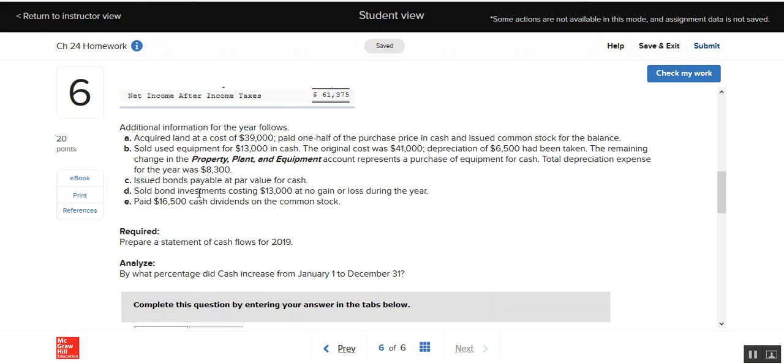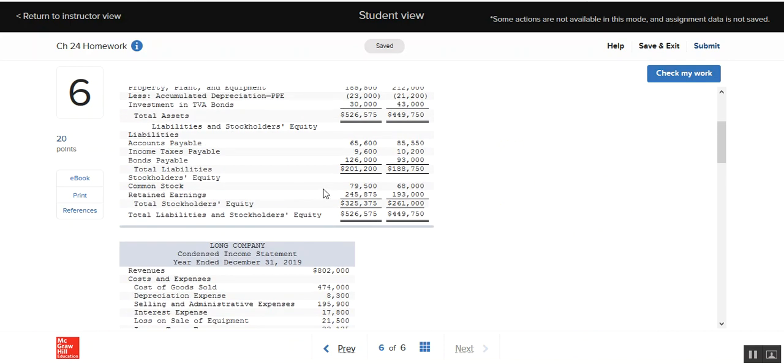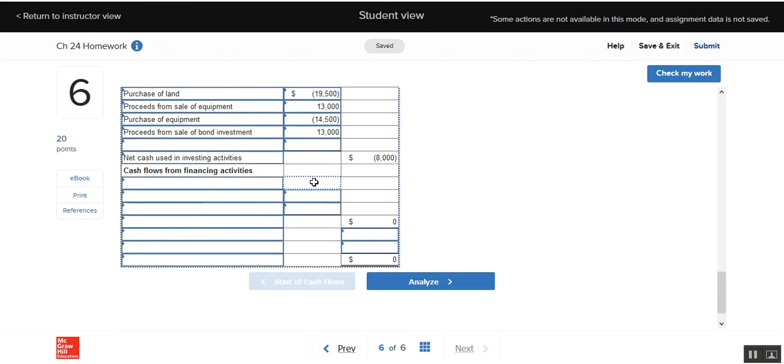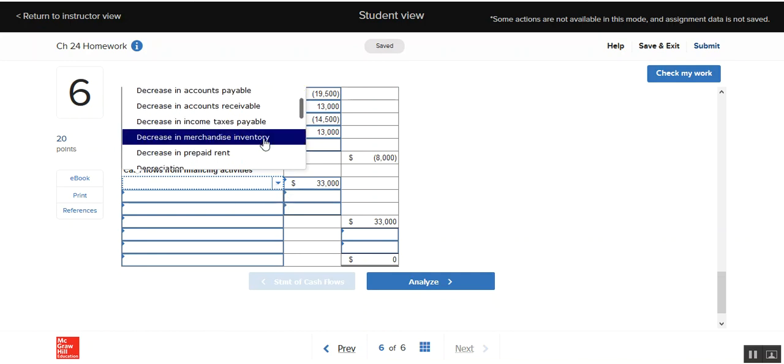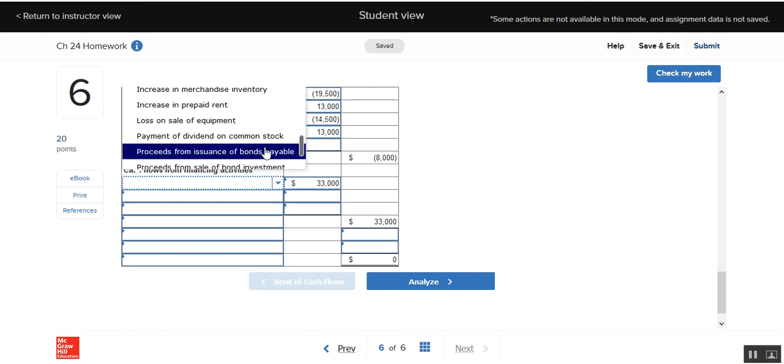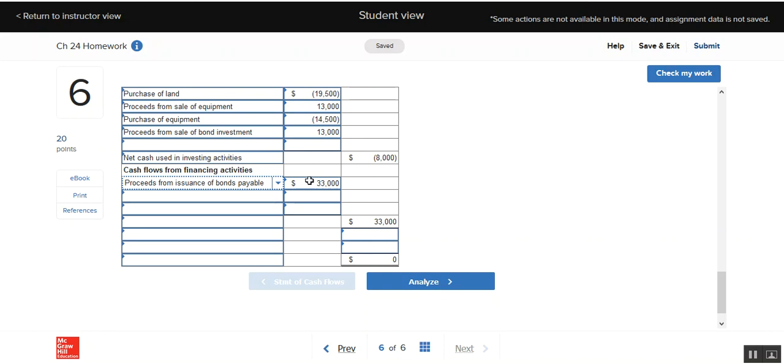Let's see, does it say anything down here? Issued bonds payable at par value for cash. So the issuance of those bonds is the difference between the $93,000 and the $126,000, $33,000. And that is a financing activity. Anytime the company sells or buys, anytime they do anything with their own bonds or their own stock, or if they borrow money from some other entities, like they have a mortgage or a loan, any kind of debt like that, it's going to go in financing activities. So this was proceeds from issuance of bonds. And we actually got money. We issued bonds. People gave us money, so that's a positive amount.